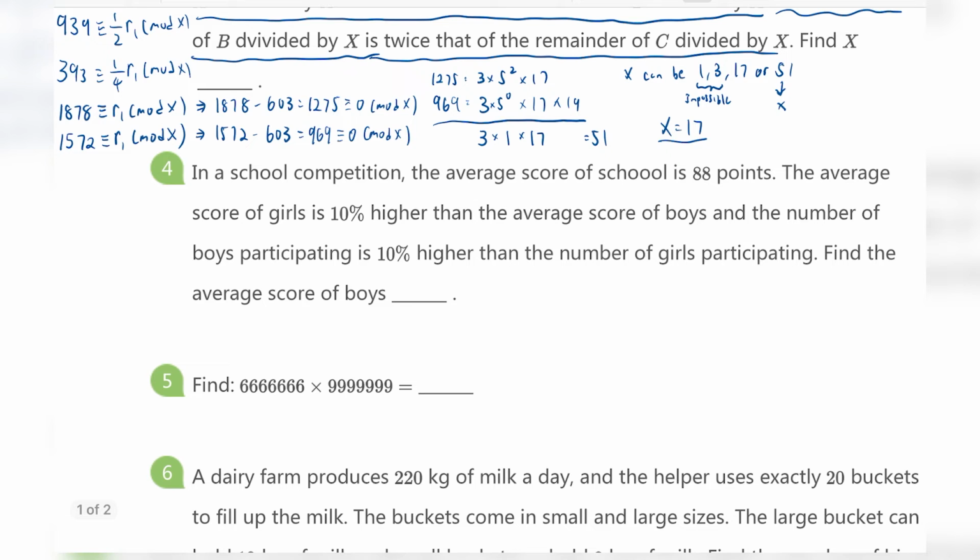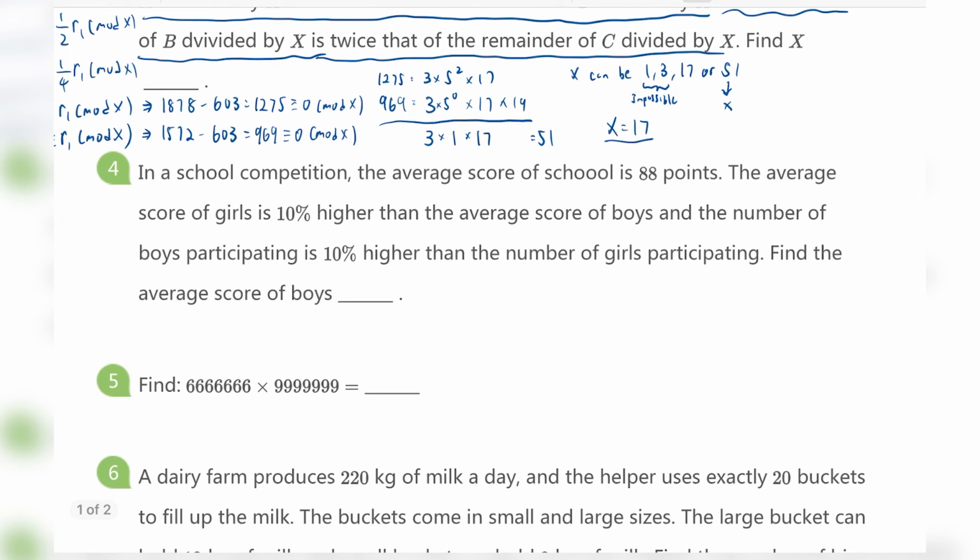Now without further ado, let's move on to question 4. Now the school competition, the average score of the school is 8 points.